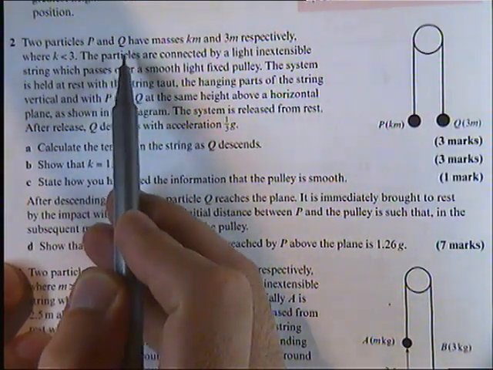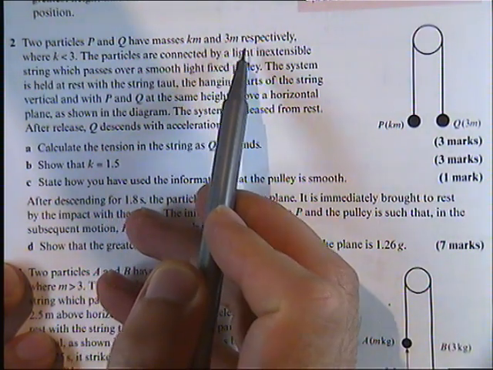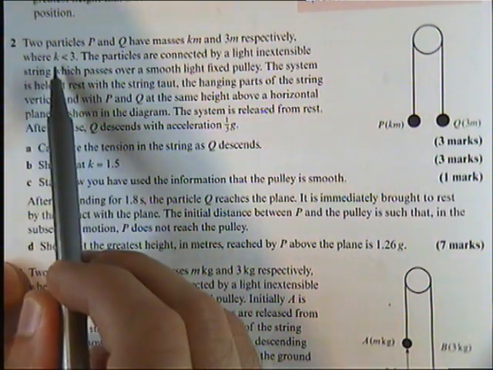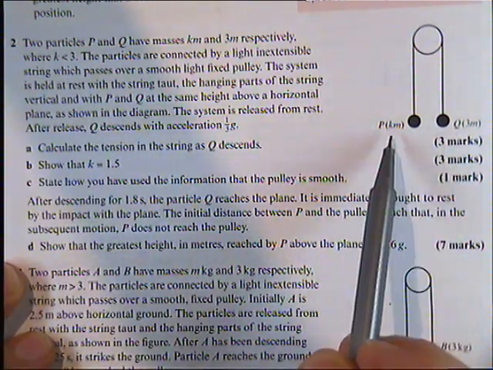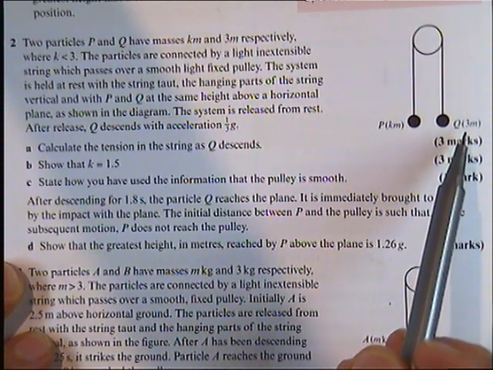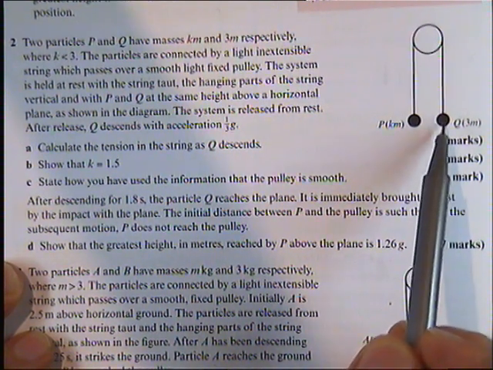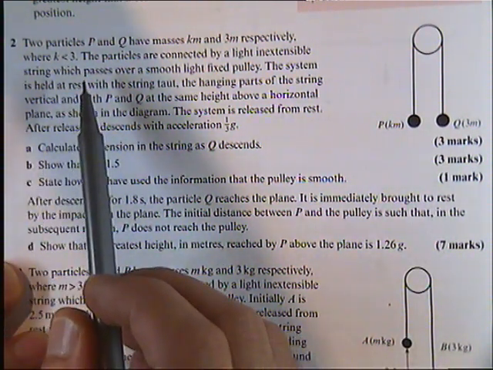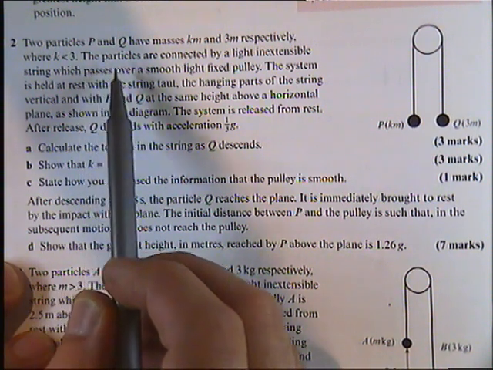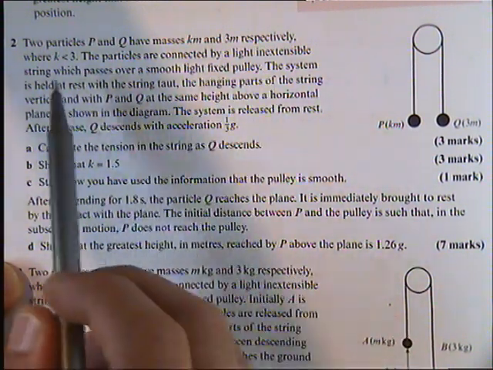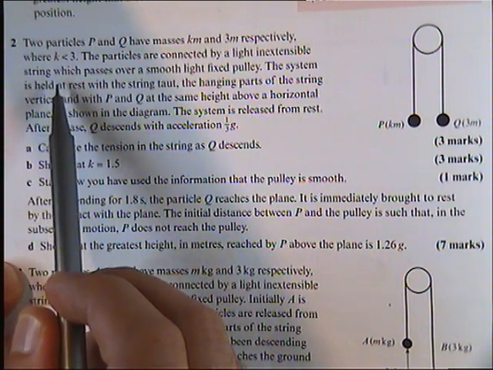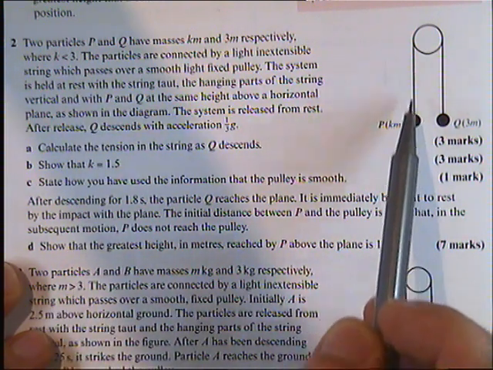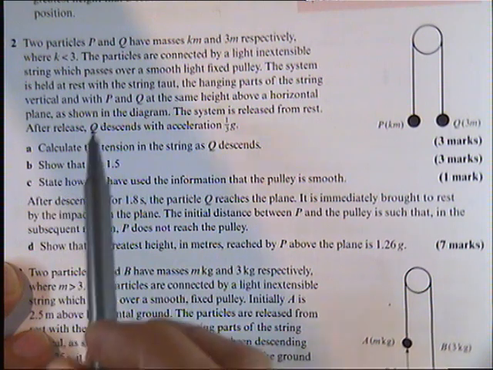Two particles P and Q have masses of km and 3m respectively, where k is less than 3. Therefore, km is less than 3m, and as a result, the particle will move in this direction, which I have already drawn the model for. The particles are connected by a light inextensible string, so therefore there is no friction, and the acceleration at any point of the string is the same.